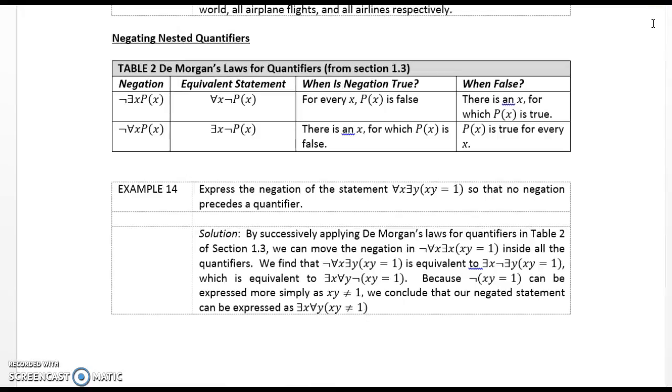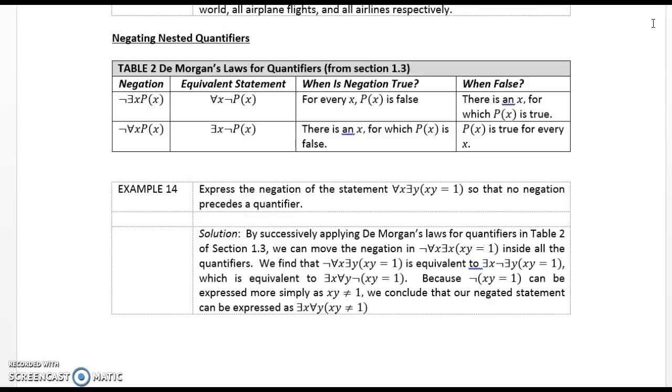Negating nested quantifiers. The complement of there exists x, P of x is for all x, the complement of P of x. For every x, P of x is false, that's when it's true. And when is it false? There is an x for which P of x is true.